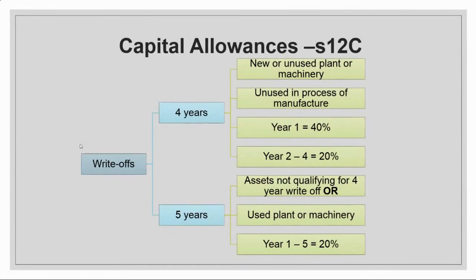Whereas if it is a used plant or machinery, or it does not qualify for plant or machinery, so it's something else, then you would write it off over 5 years, which is 20%. So it's important that you know these rules. They generally tend to ask you 2 assets which fall into the different categories. So you need to be able to distinguish between the two.